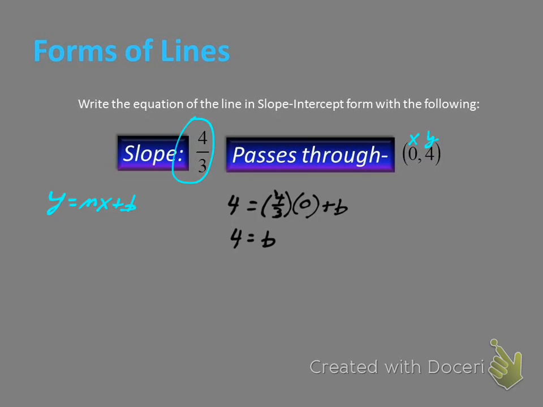Okay, so that's step 2. Find your y-intercept, right there. Step 3, rewrite. Rewrite it so that it's in slope-intercept form. So y equals, slope is 4/3. Don't forget your x. Plus 4.